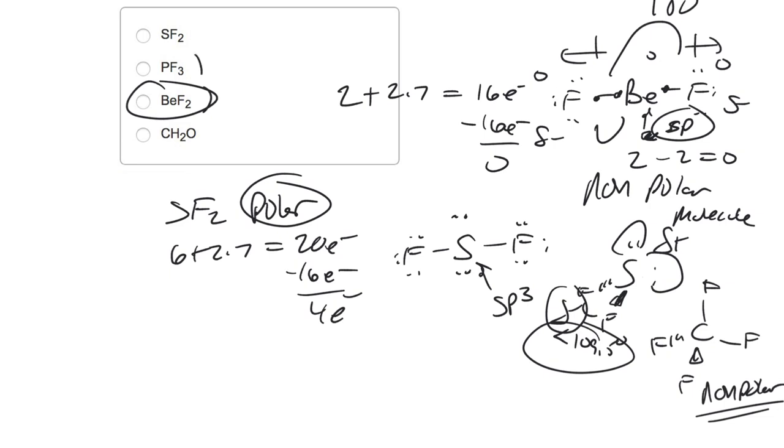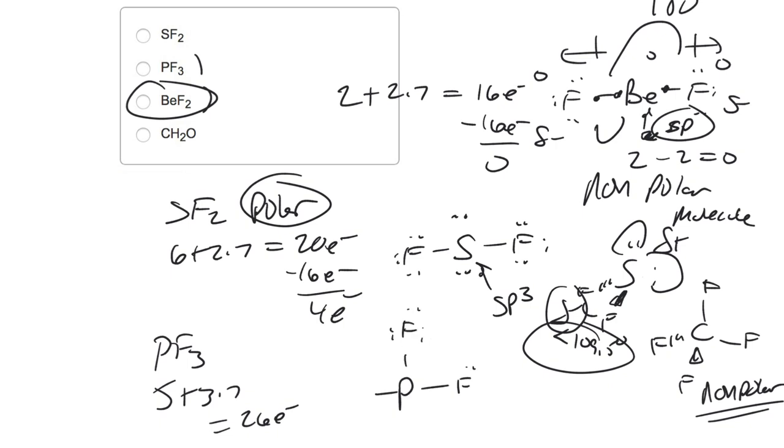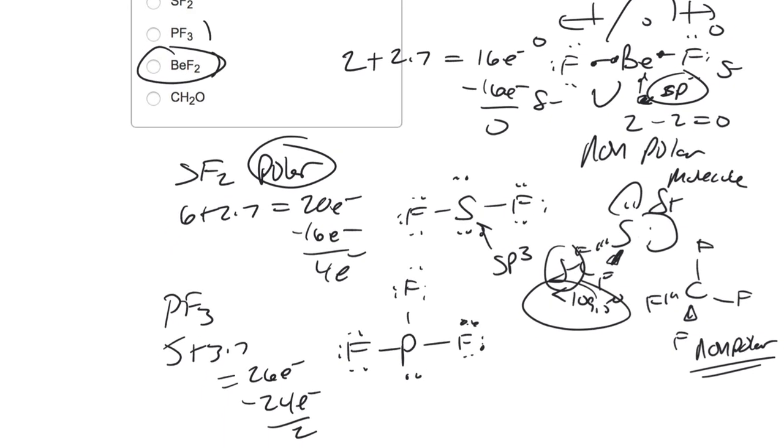PF3 would be 5 plus 3 times 7, that's 26 electrons. So this is going to be phosphorus with fluorines for 24 of those electrons. And then we're going to have 2 electrons left over for phosphorus. And so this is also going to be sp3, also going to be a little less than 109.5 degree bond angles. The molecule would be polar.